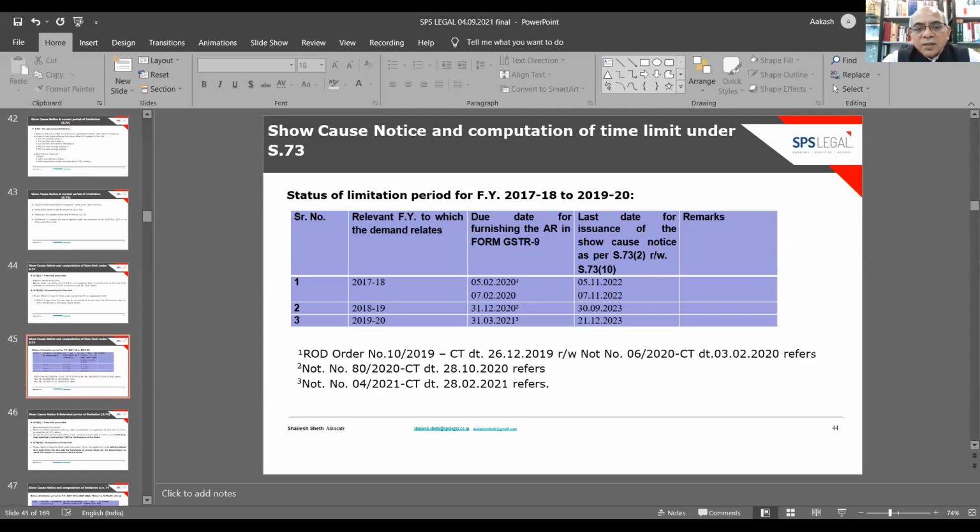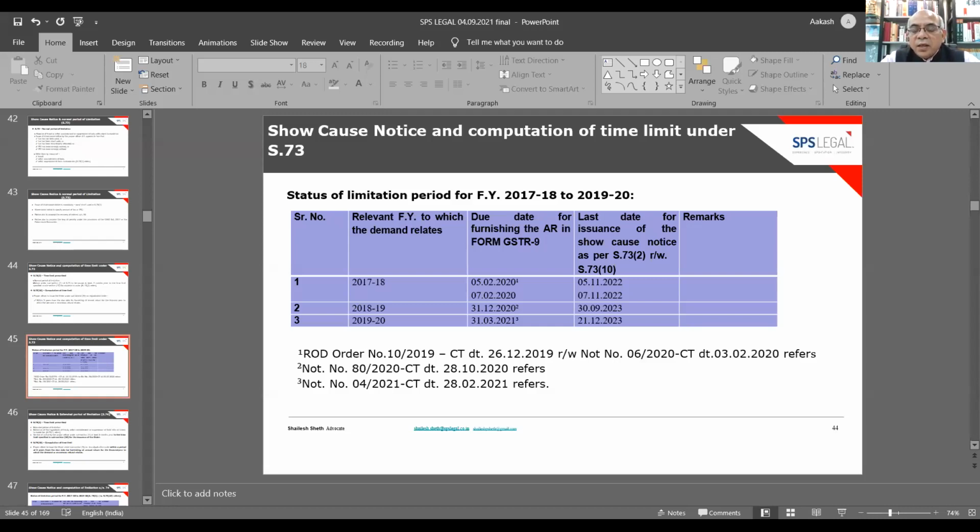The relevant financial year to which the demand relates is 17-18. The due date for furnishing the AR, and when I say due date, I am also talking about the extended due date. The extended due date for furnishing the annual return was 5-2-2020 for category A states and 7-2-2020 for the category 2 states. From here, the time limit shall be reckoned in terms of 73(2), read with 73(10), which is at least 3 months prior to that. So the authority can now issue the notice within 33 months of 5-2-2020, which will expire on 5-11-2022. In other words, any demand relating to 2017-18 can be raised by the proper officer before 5-11-2022. That is still more than 1 year available to him for raising the demand of 17-18.